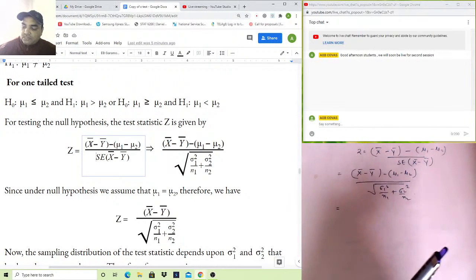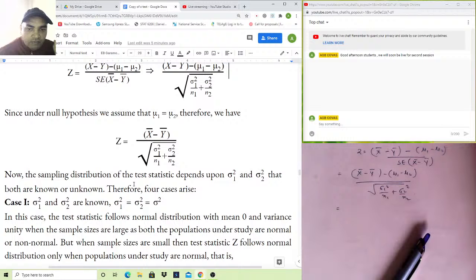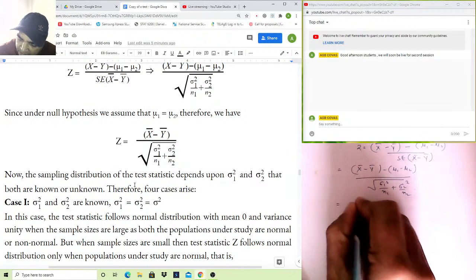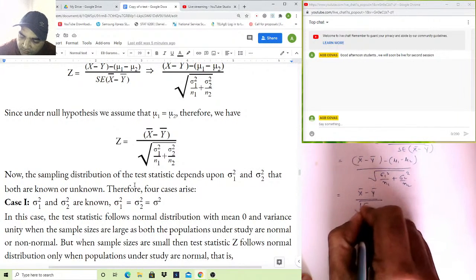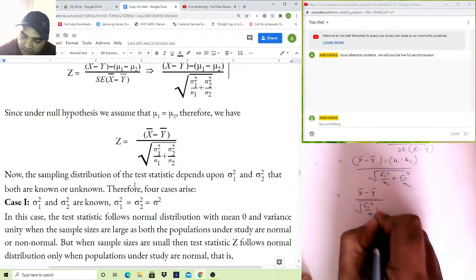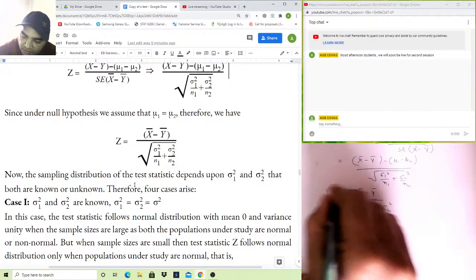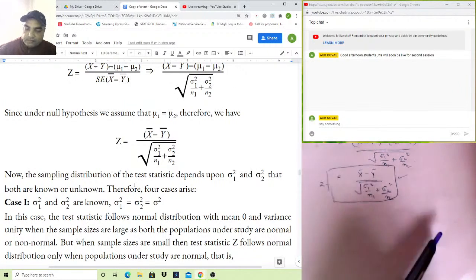As in the null hypothesis, we are saying that our mu1 is equal to mu2, so this value, mu1 minus mu2, should be equal to 0. So we will assume here that your Z will be equal to x bar minus y bar divided by the square root of sigma 1 square upon n1 plus sigma 2 square upon n2. Okay, so this will be our Z.